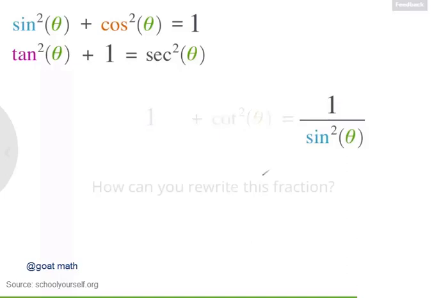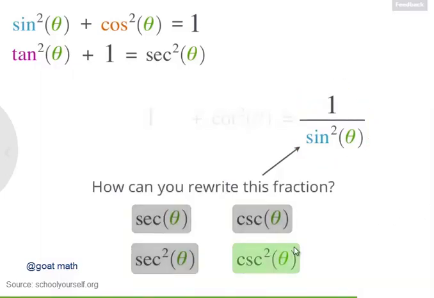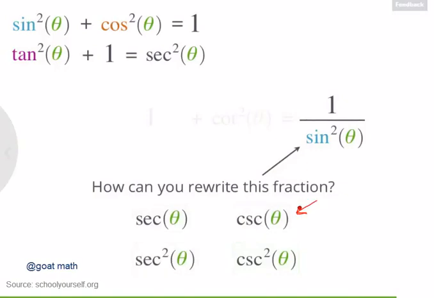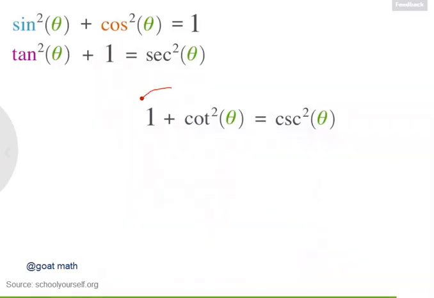And how can we rewrite this last fraction over here, 1 over sine squared? Right, cosecant equals 1 over sine. So this fraction equals cosecant squared theta. And that's our third Pythagorean identity. For any value of theta, 1 plus the cotangent squared of theta equals cosecant squared theta.